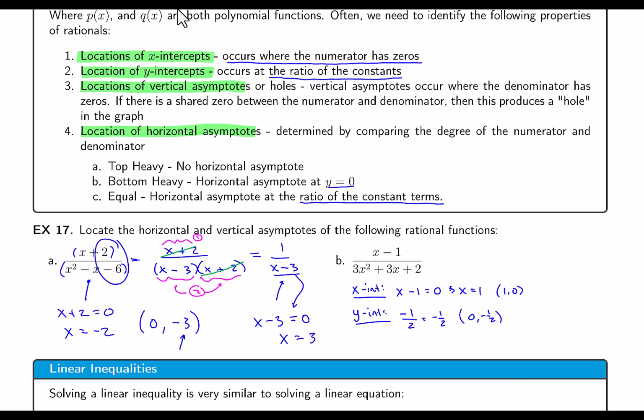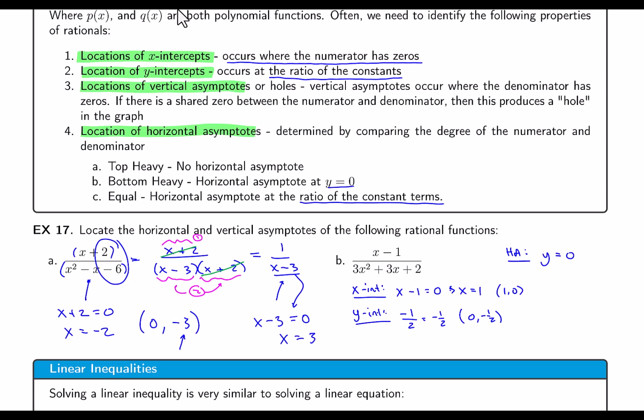Okay. Then horizontal asymptotes. What you do is a similar thing to the y-intercepts. You look at the degrees. So the degree of the numerator is 1, the degree of the denominator is 2. So this is bottom heavy. And if it's bottom heavy, there's a horizontal asymptote at y equals 0. If this was x squared minus 1, then we would take the ratio, and the horizontal asymptote would be at 1/3.